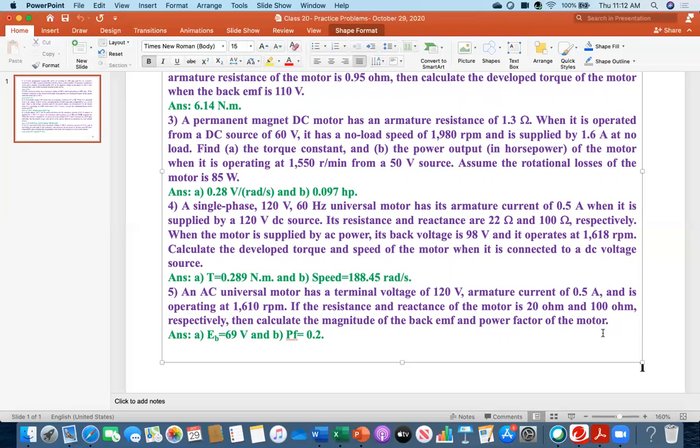The other way of getting the power factor, from the basic definition of the impedance triangle, is cosine theta equals resistance over the magnitude of the impedance. So the power factor is R over the magnitude of Z, 20 over the square root of 20 squared plus 100 squared. That also gives you 0.196 something, so I rounded it to 0.2.